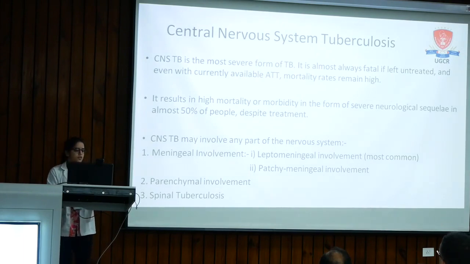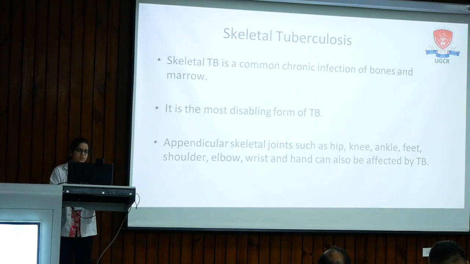Central nervous system tuberculosis is the most severe form of TB. It is almost always fatal if left untreated, and even with currently available ATT, mortality rates remain high. It results in high mortality or morbidity in the form of severe neurological sequelae in almost 50% of people despite treatment. CNS TB may involve any part of the nervous system, including meningeal, parenchymal, and spinal tuberculosis.